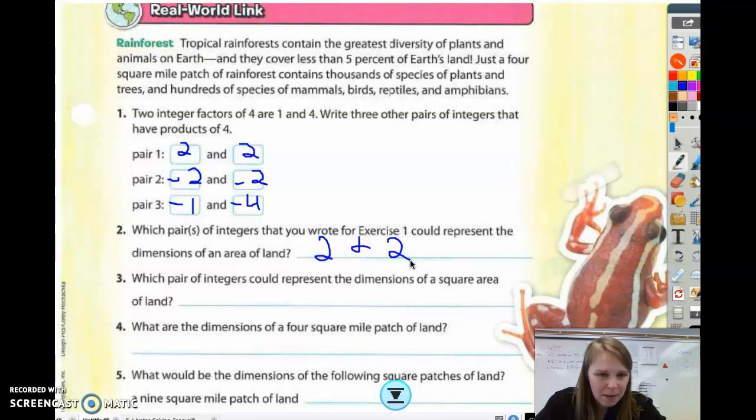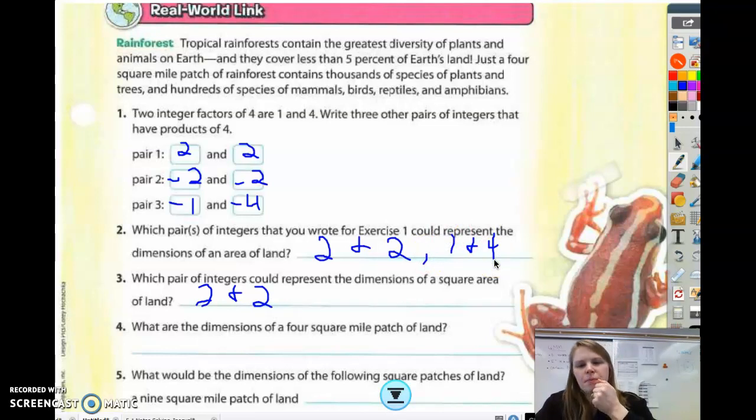Okay, number 3 says, which pair of integers could represent the dimensions of a square area? Well, a square would be even numbers, right? So 2 and 2. Oh, so maybe up here we could say 1 and 4 would work, right? So 2 and 2, and then 1 and 4. I didn't write it, but it was written in the book. So 1 and 4 could also be an option. But here, when it says a square area, that must mean that the 2 numbers have to be the same. So I'm going to put 2 and 2.